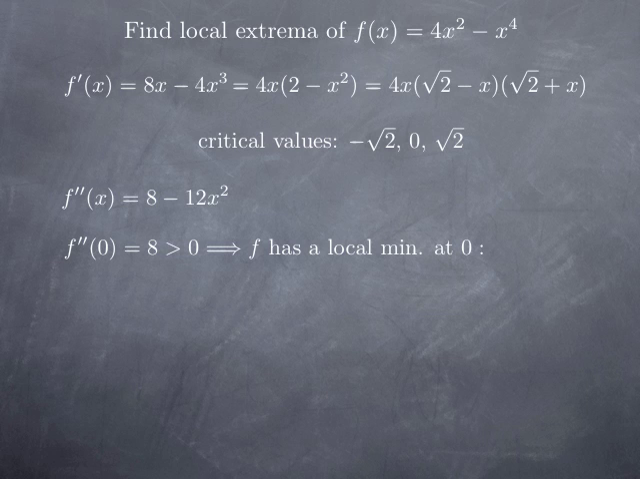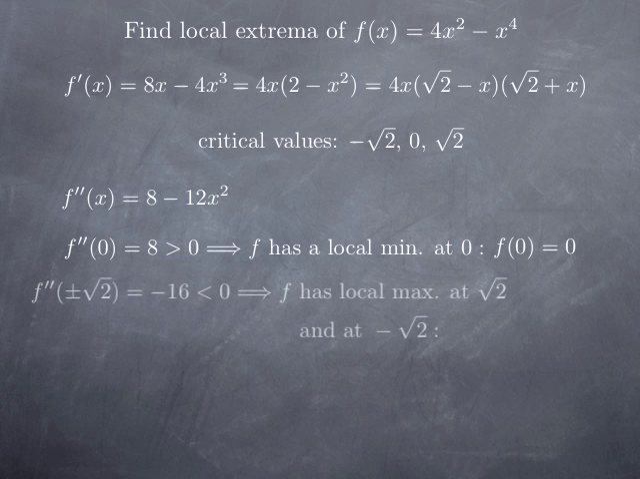It's a positive value. That means near 0 the function is concave up, and that means we have a local minimum at 0. To get the minimum value, as usual, we plug 0 into the original function f, and in that case we get 0.